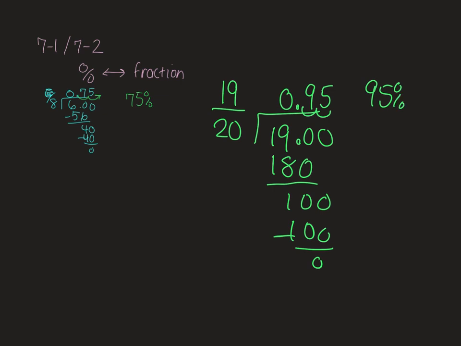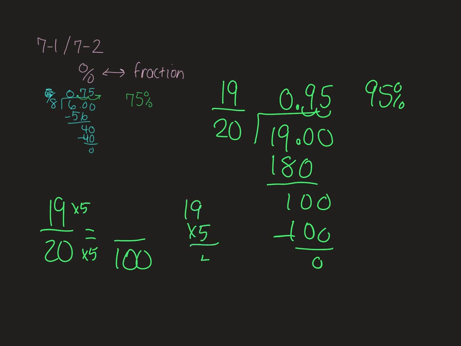Okay, let's talk about another strategy though. 19 out of 20, that denominator is really nice and easy to make into 100. By multiplying by 5, 19 times 5 would be 95. Anytime you have something out of 100, the top number is the percent. 95 out of 100 is 95%.